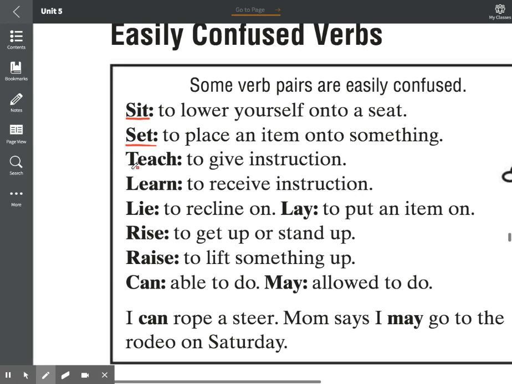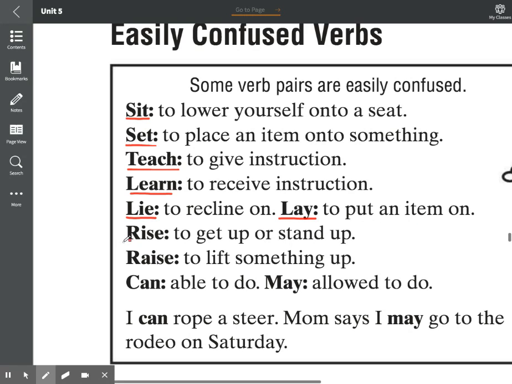Now this verb, teach, to give instruction, and learn, to receive instruction. This is another pair of verbs that can be easily confused. Another one is lie and lay. To lie is to recline on, and lay is to put an item on. I am lying on the couch. You're reclining on it. I am laying the spoon on the table. You're putting something on the table.